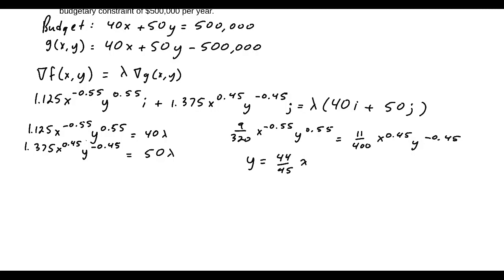Now we can substitute this into our budget restriction, the g of x comma y. And when we do that, we should see fairly quickly that x is equal to 5,625. Now taking that x value, putting it back into y equals 44 45ths x, y is equal to 5,500.